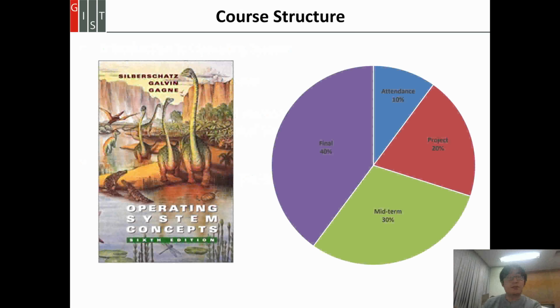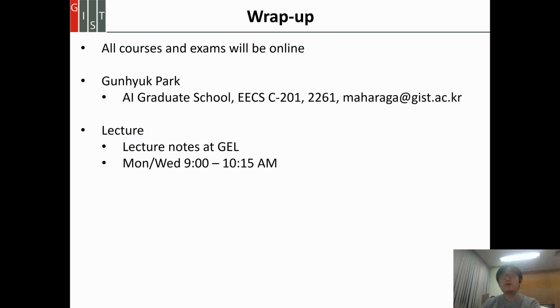You'll learn this operating system using this book, The Operating System Concepts. And this is a score ratio: attending the classes is counted as 10%, the project will be counted as 20%, and midterm and final exams are counted as 70%. Because of COVID, all courses and exams will be online, and if you have any interest and questions, please contact me through this information.